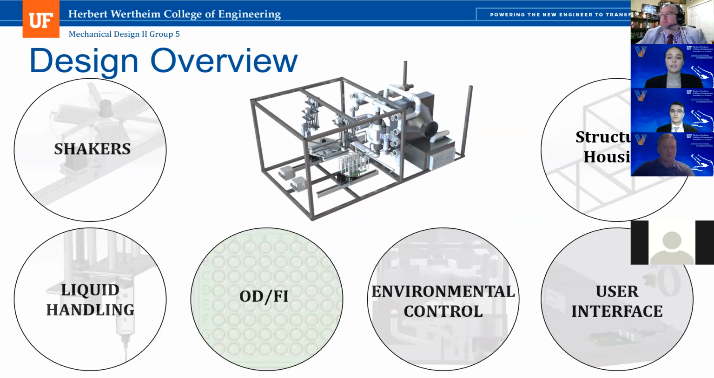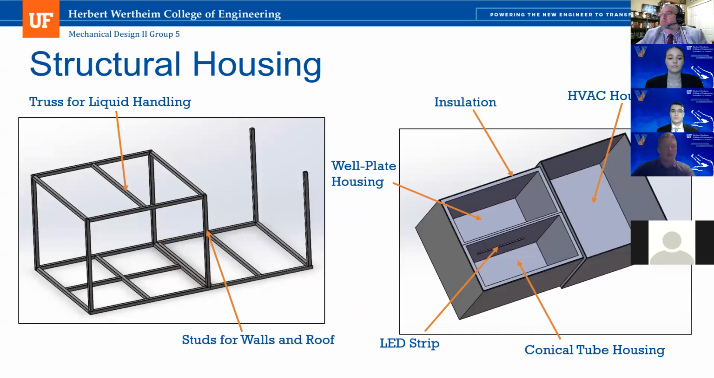So now that we have done an overview of our system and how it works, we're going to go into the specific details of each subsystem. So this is our structural housing. As you can see, it consists of a structural frame as well as the insulation shown on the right.